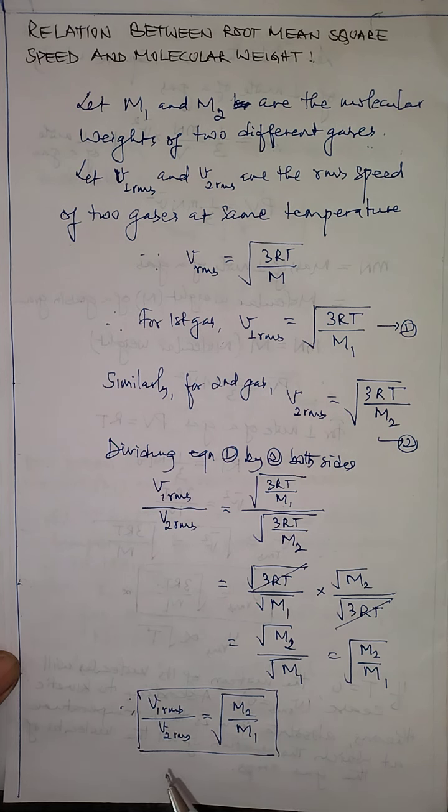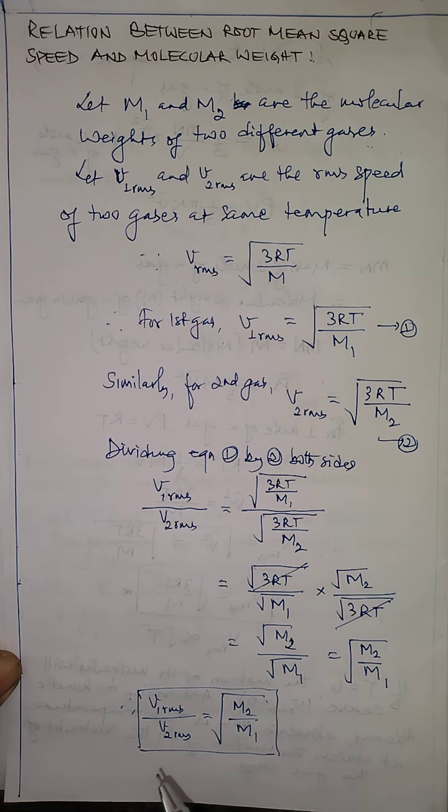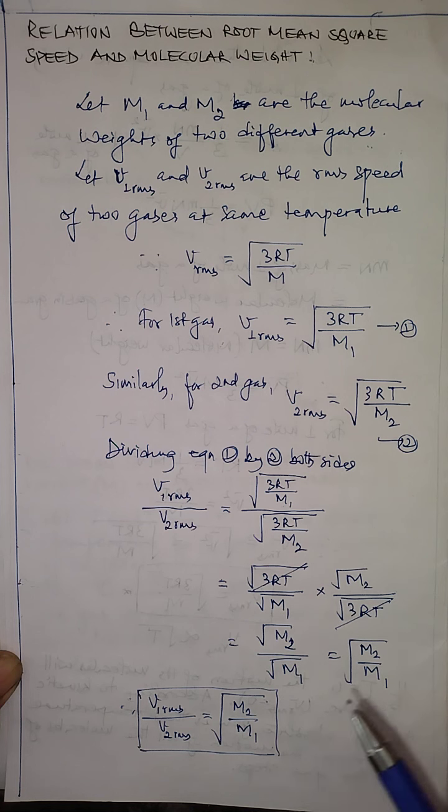That means the ratio of the root mean square speeds of the molecules of two different gases at the same temperature is inversely proportional to the square root of their molecular weights. Speed and molecular weight are inversely related. A gas with less molecular weight has more RMS speed, and a gas with more molecular weight has less RMS speed. This is how we can compare the RMS speed of one gas with another in terms of molecular weight. This relation is important for examinations, especially for numericals.